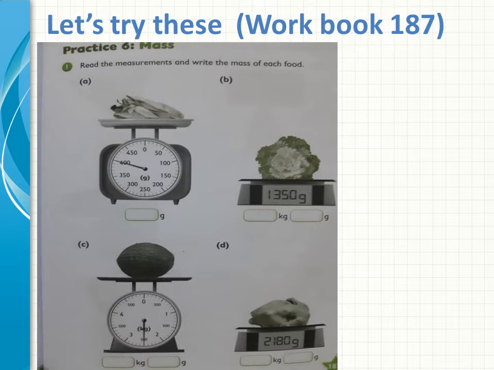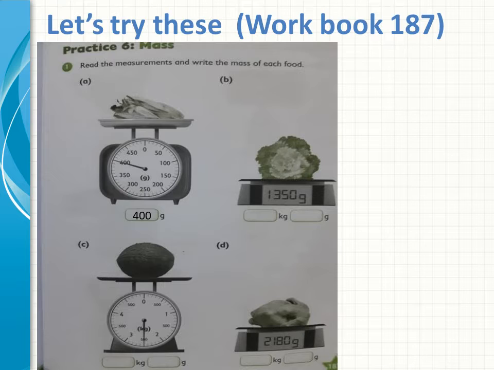We're going to try our workbook. I told you today we'll look at our workbook. So let's try our workbook, page 187. Now look at the scale we have here. This one does not have kilogram. It has only gram. So we don't need to worry ourselves. What we will just do is, which number is the arrow pointing to? The arrow is pointing to 400. So here we say we have 400 grams. It means the vegetable is 400 grams.